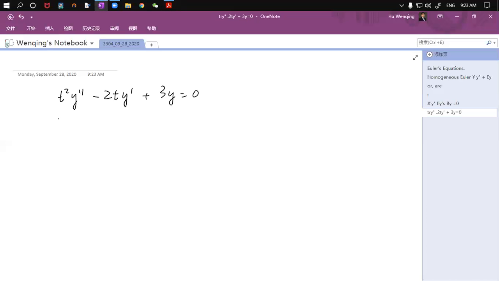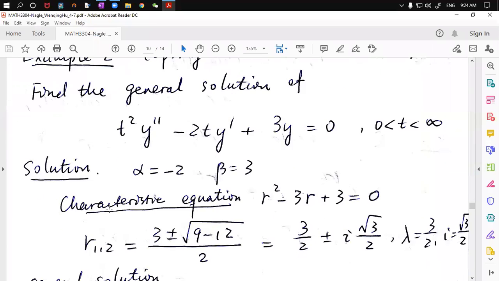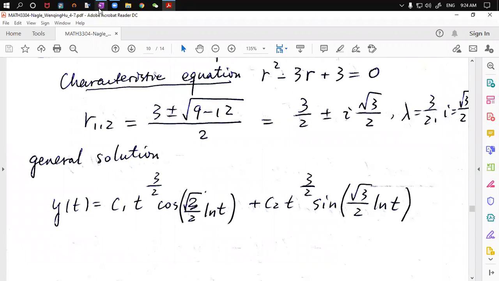So the characteristic equation is r squared minus 3r plus 3 equal to 0, since minus 2 becomes minus 2 minus 1, which is minus 3. You solve for r: r1,2 is minus b plus or minus the square root of b squared, 9 minus 4ac, so it's 12, divided by 2a. That's 3 over 2 plus or minus square root of 3 over 2 times i. This is your characteristic roots. Once you have them, you have the solution.